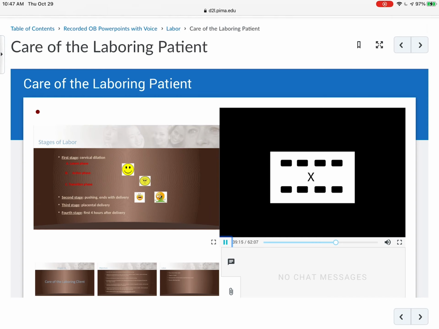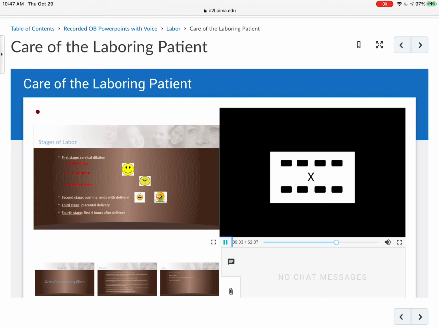So those are the 4 stages of labor. Again, in that first stage, which is all the cervical dilatation, you can see the happy face. They're excited in the latent phase. They're a little worried, but they're excited. In the active phase, they're getting a little bit more serious. They're like, not liking it so much.